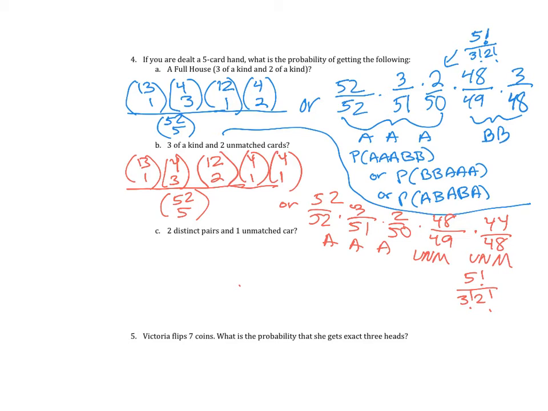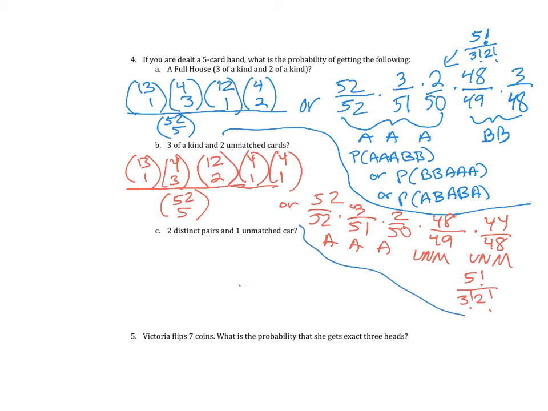Okay, which is confusing because the unmatched cards aren't matching like a pair, but they're both unmatched, so they are the same thing in that sense. Again, doing independent events gets very confusing. All right, so let's do part C.